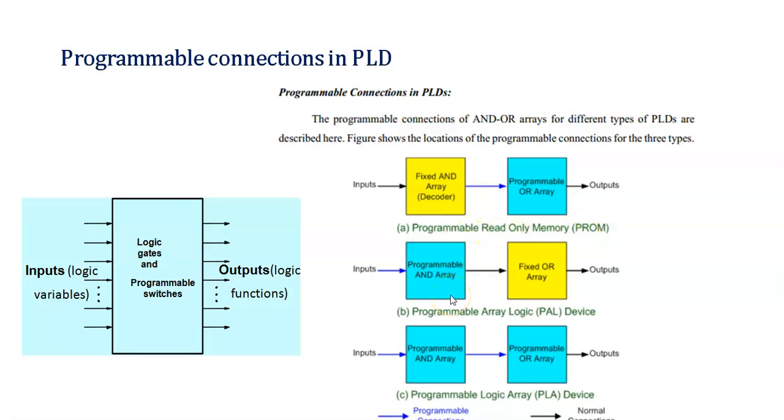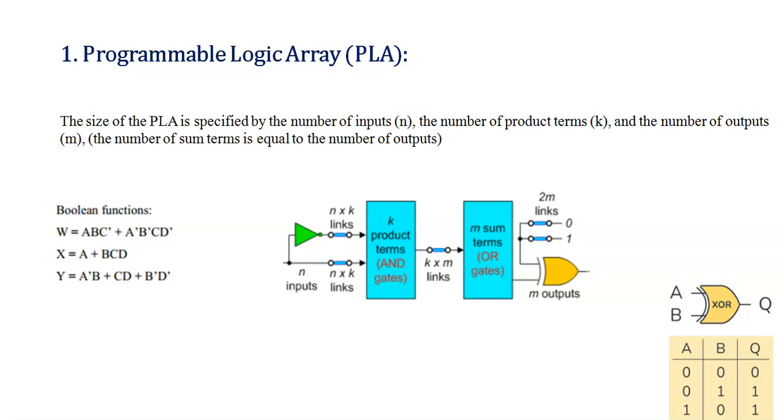That is one type of PLD. Second, when the AND array is programmable and the OR array is fixed, that particular PLD is programmable array logic. And when both are programmable, that is, you are able to program the AND array as well as the OR array, then it is called a PLA. Now we are starting with the PLA, the programmable logic array.